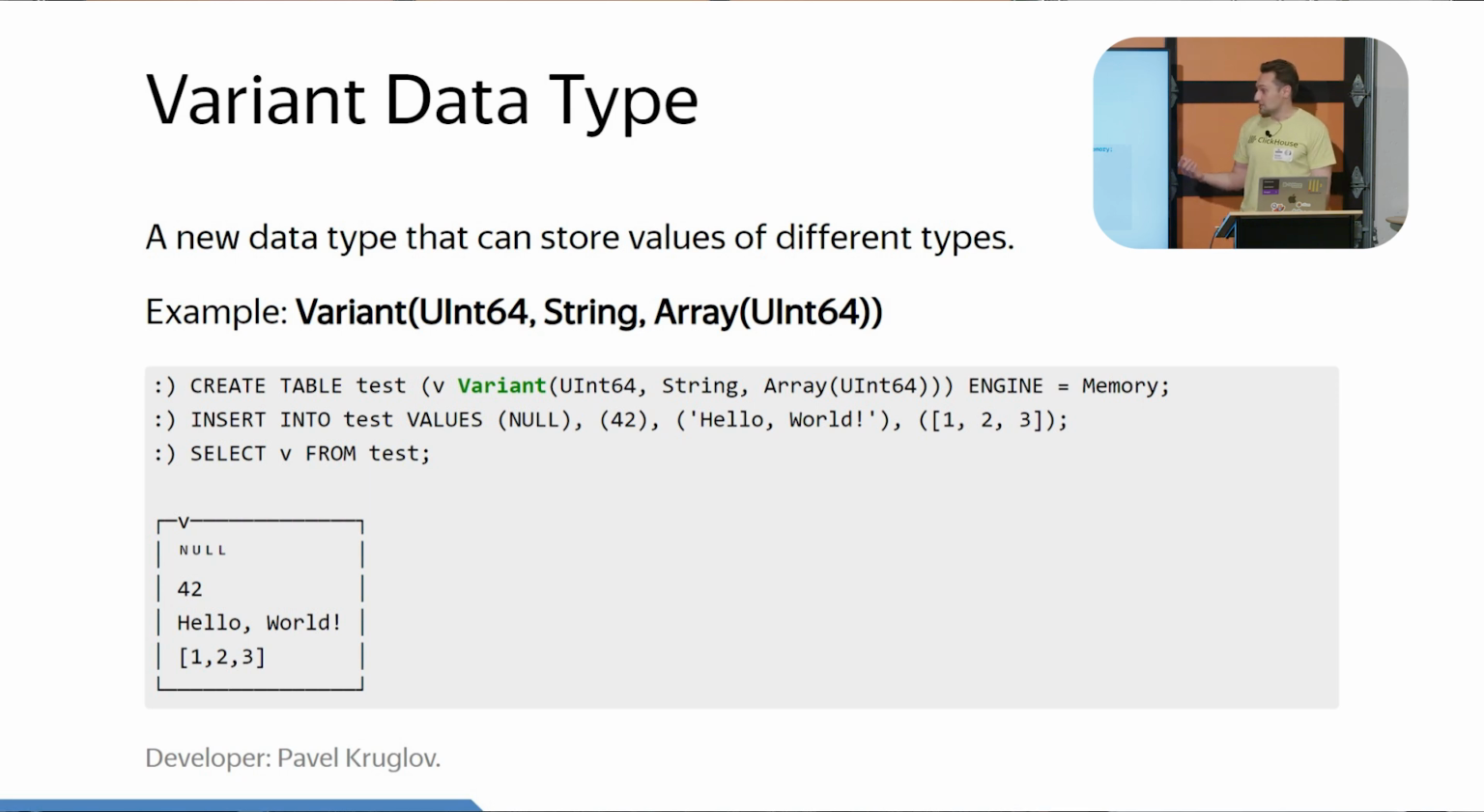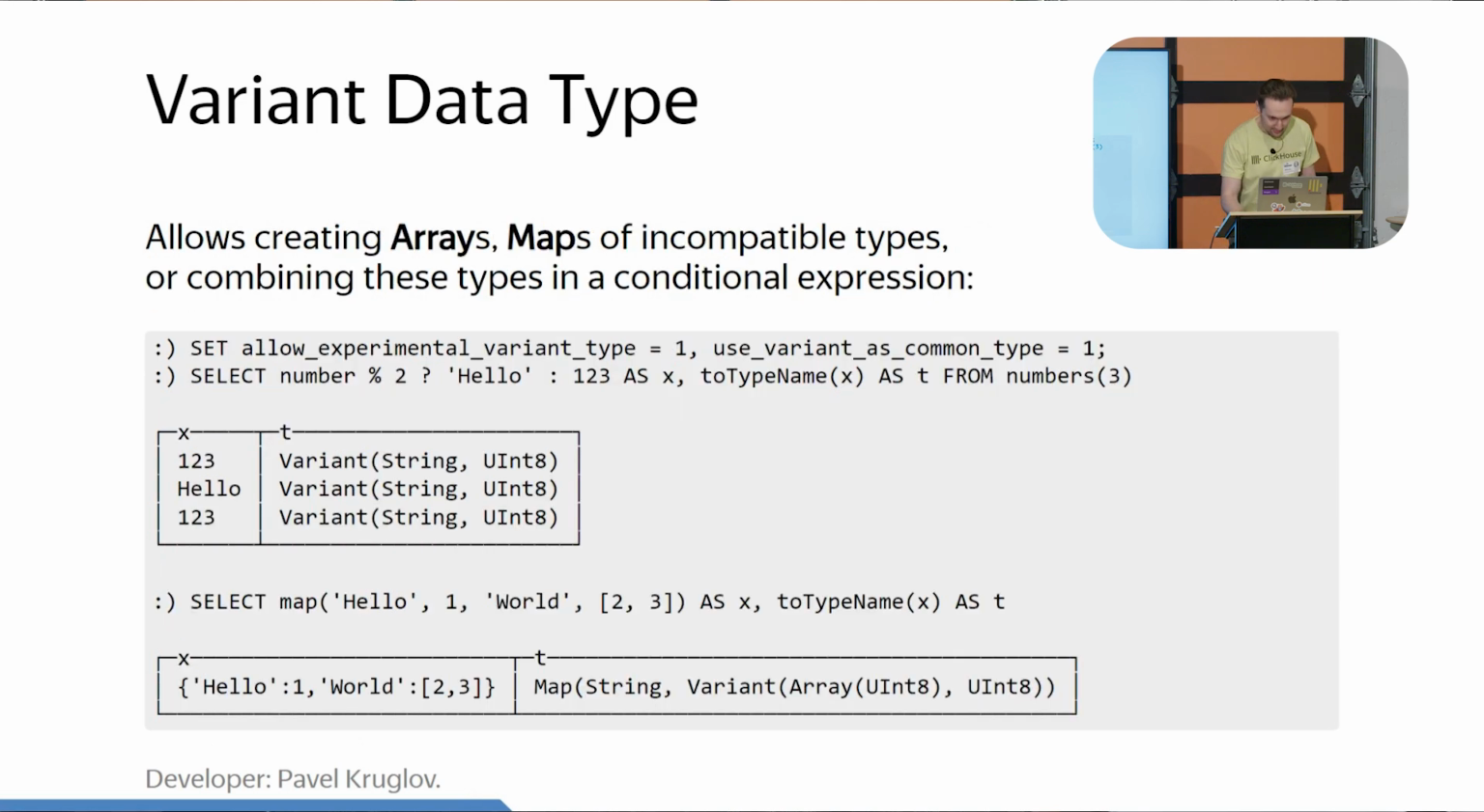And when you have this data type, you can insert any of the options plus null. So all variant values are also nullable for free. In this example, I'm inserting null, 42, string, and array. And when I select it back, it works. It also works for the conditional operator.